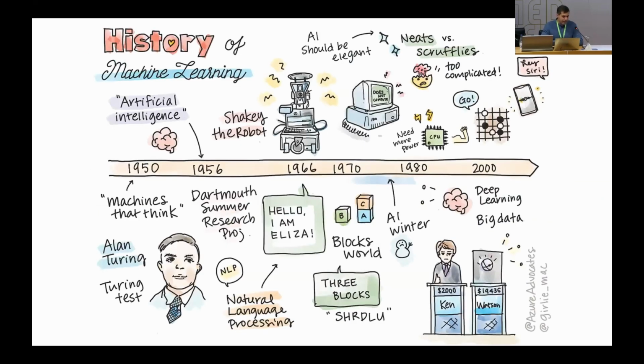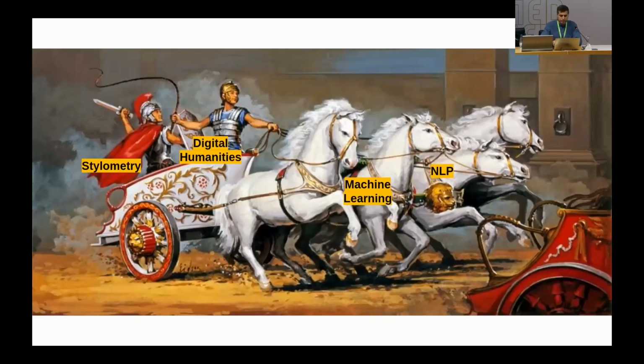But the reality is that all of this is very much intertwined. We cannot see natural language processing in itself. We cannot see digital humanities in itself. We cannot see computational literary studies in itself, because all of these disciplines basically feed on each other, and they build on top of each other to progress.